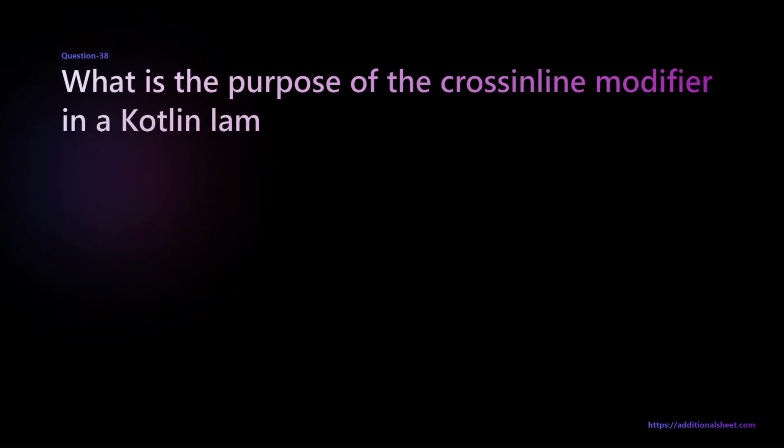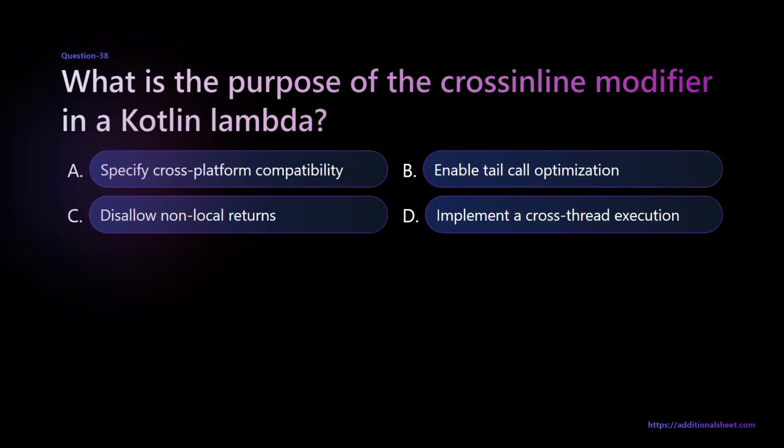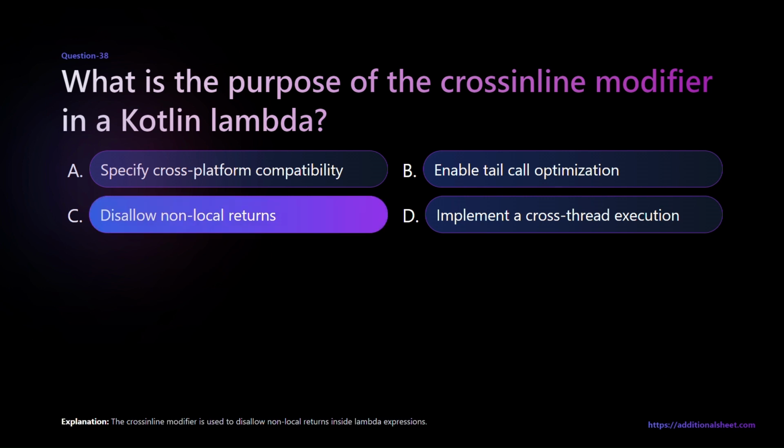What is the purpose of the crossinline modifier in a Kotlin lambda? Option A, specify cross-platform compatibility. Option B, enable tail call optimization. Option C, disallow non-local returns. Option D, implement a cross-thread execution. The correct answer is option C, disallow non-local returns.